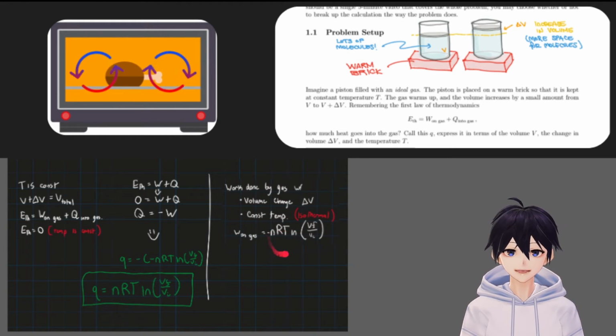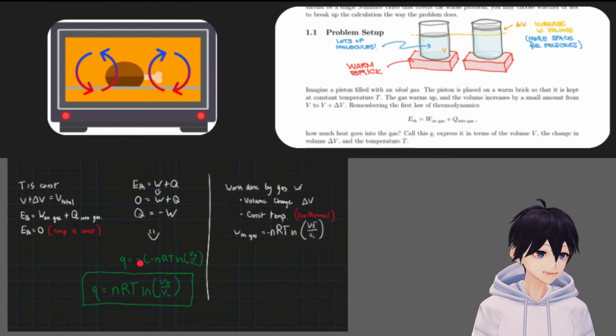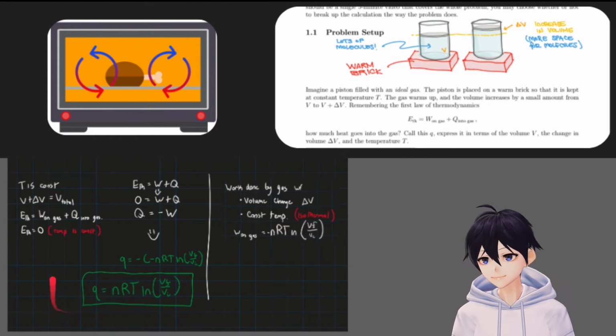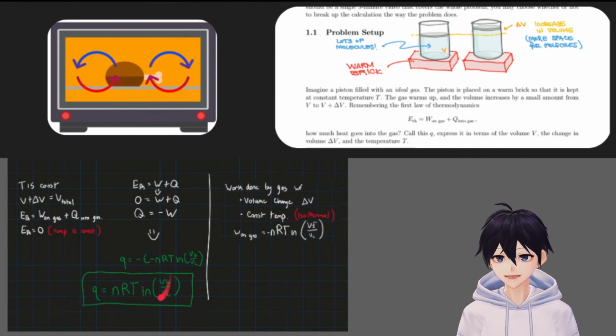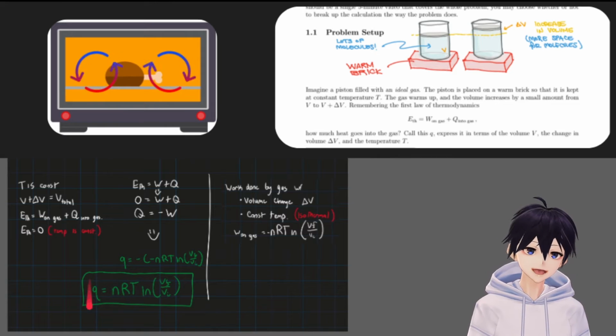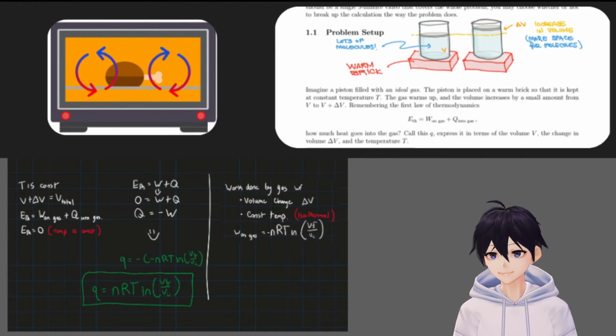So now that we have that, we just plug that into here. And don't forget that there's 2 negatives happening, so that just makes a positive. And then we have small q equals nRT ln V final divided by V initial. Keep in mind that n is the number of moles, R is the gas constant, and T is the temperature.